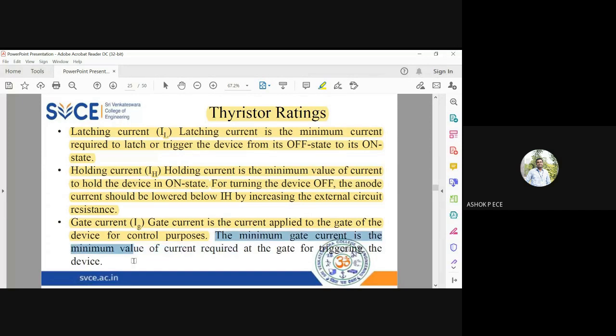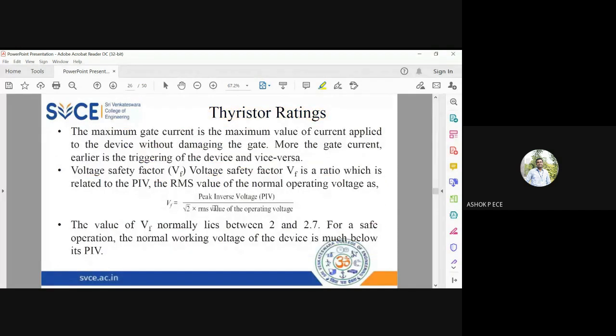So these are three parameters: latching current, holding current, and gate current. Don't confuse them. Latching current means the minimum current required to turn on the device. Holding current means the minimum current required to keep the device in on state. Gate current is the current which is used for controlling the device, for triggering the device. And the maximum gate current is the maximum value of gate current applied without damaging the gate.